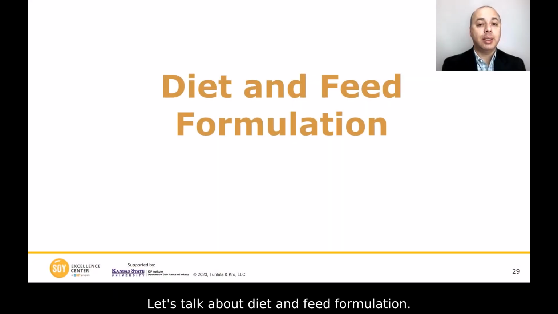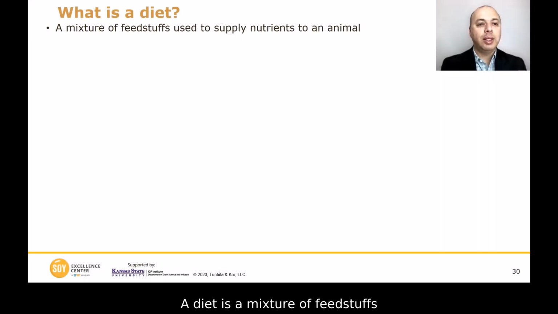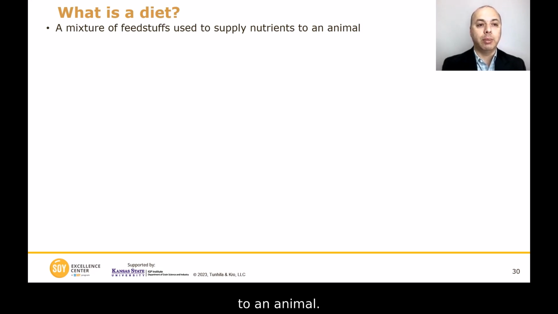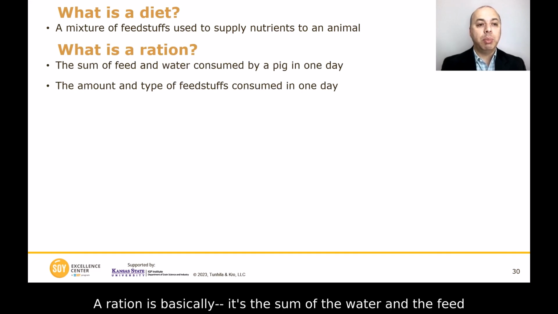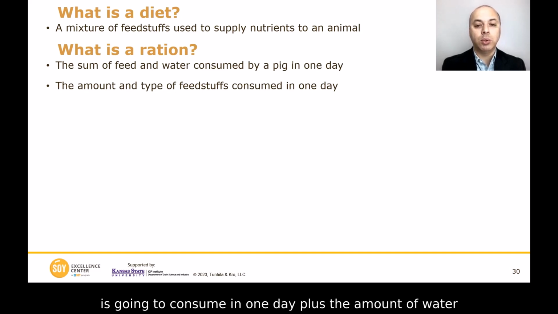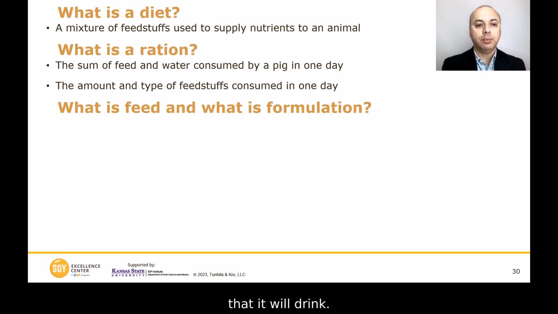Let's talk about diet and feed formulation. A diet is a mixture of feedstuffs of different ingredients that we use to supply nutrients to an animal. A ration is basically the sum of the water and the feed that a pig is going to consume in one day. And the way to put it is the amount of each one of these ingredients that the pig is going to consume in one day, plus the amount of water that it will drink.